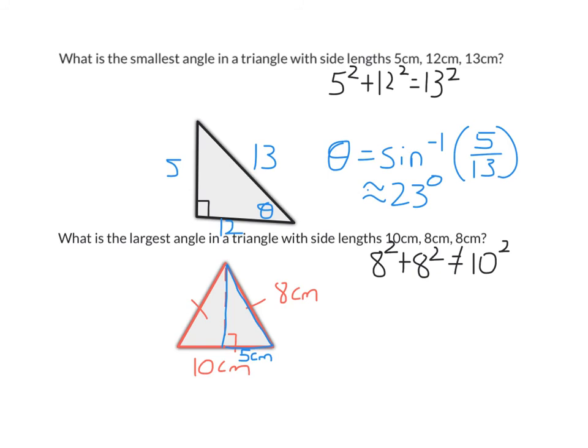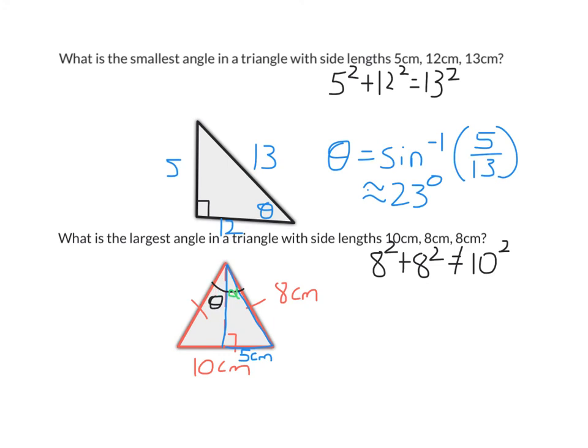So here, I wanted to find the largest angle. So just as the shortest side is opposite the smallest angle, the largest side is opposite the largest angle. So the largest angle will be this one here. So what I can do, though, is I can find just this angle here, which I call alpha, and double it. These two angles will be the same.